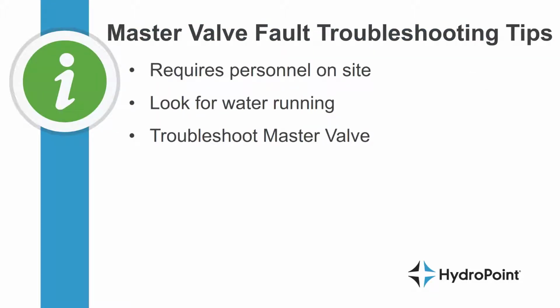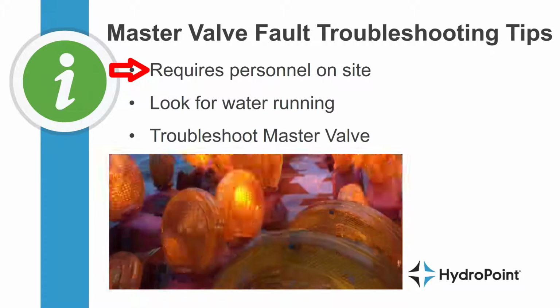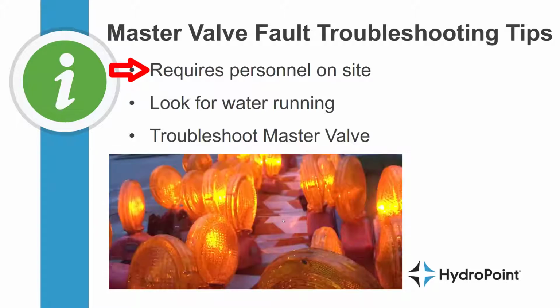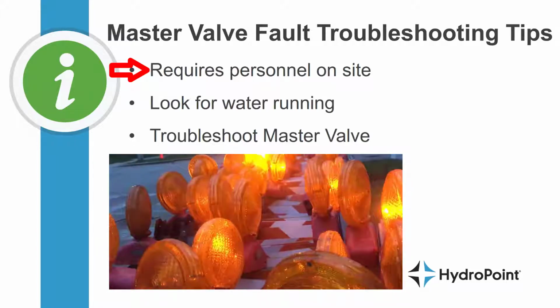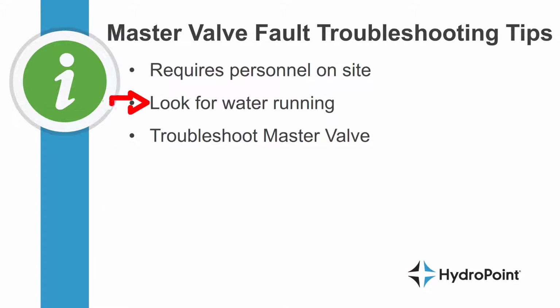A master valve fault is the type of alert that requires personnel be on site and probably with some urgency. Because if there's flow running and the controller was supposed to stop it, and it hasn't, then that can be a very serious issue. So once you're on site, look for the water and make sure that it's running.